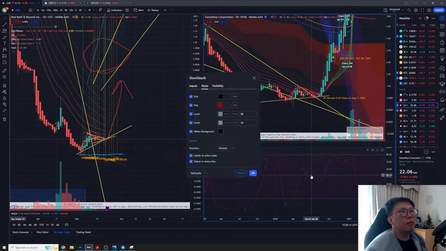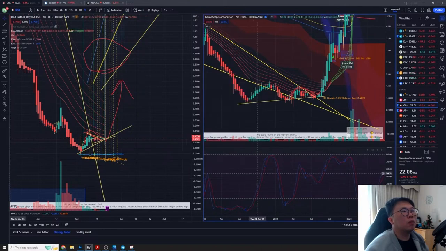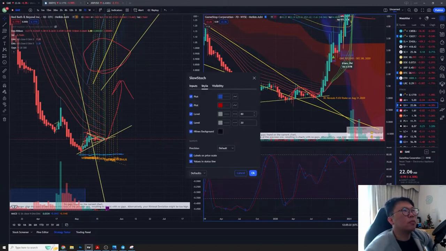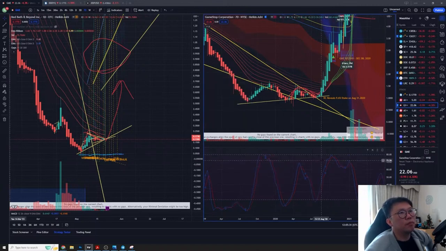Open your settings. Yeah, that blue, that's fine. And then change the numbers. Go back to the settings, and inputs. Yeah, change it to 8 and 3. Yeah, it's just a different time zone. It will show you on a lower period of time because that's what it does.